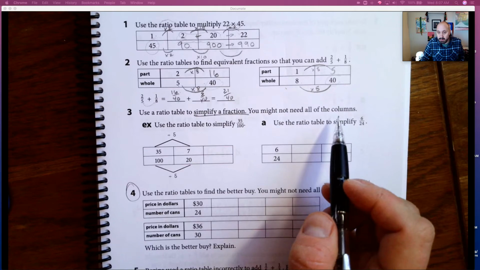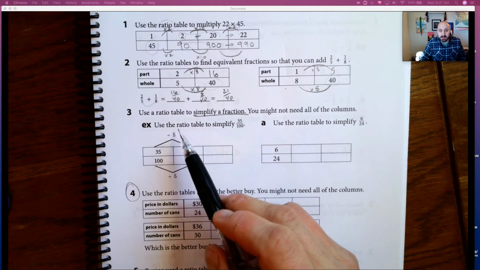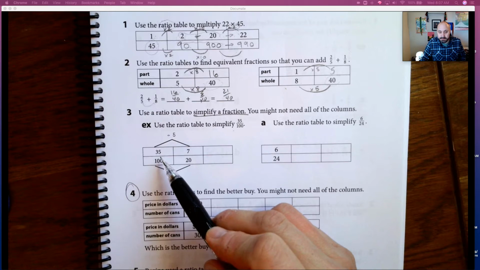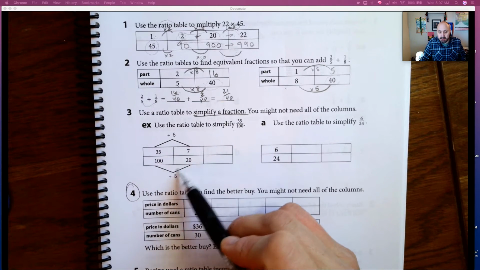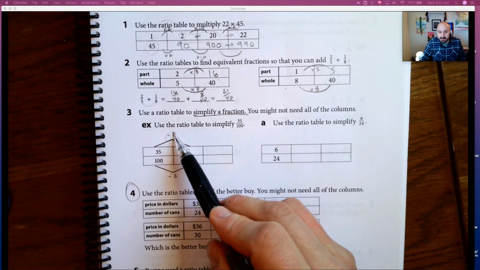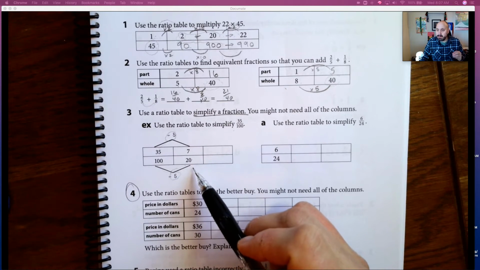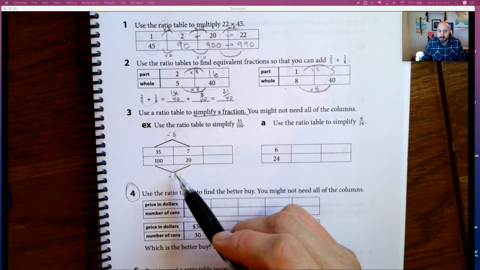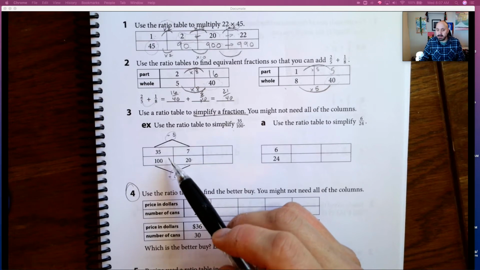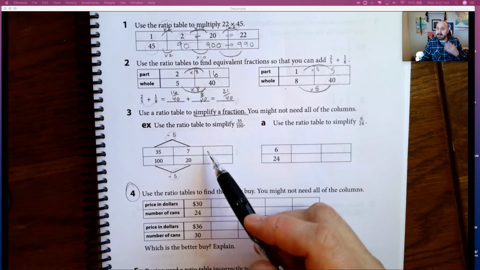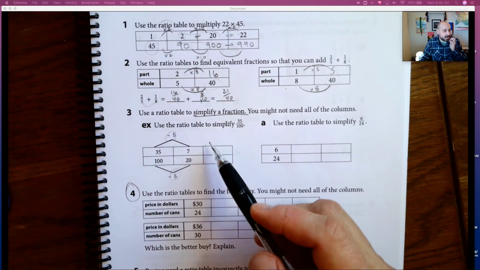You may not need to use all the columns. So here's the example, 35 hundredths. They divided each section by 5 to find the most simplified answer, okay? So you have to find a common factor between the two to simplify down. And it might take a couple times to figure out the final fraction.